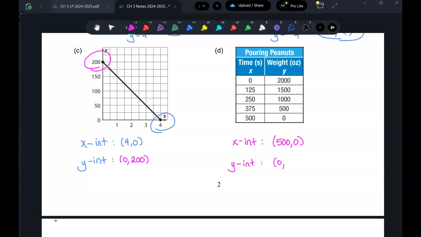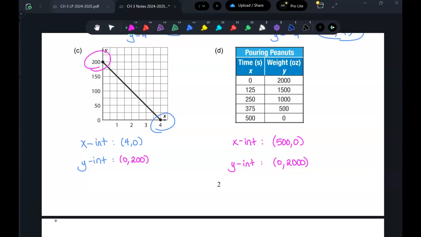Now this one, the y-intercept, has a 0. Or sorry, the x is 0. So what's the y when x is 0? It is 2000. 0 comma 2000. Is there always going to be a 0? Yeah, there's always going to be a 0 with the x. So when the x is 0, that's going to be our y-intercept.